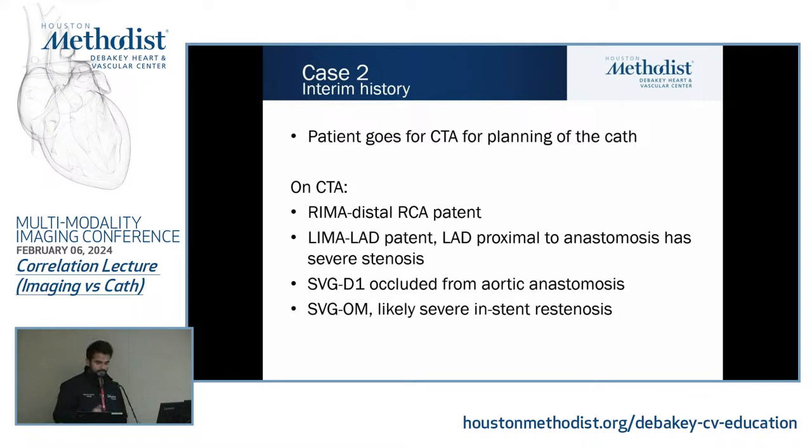But again, quickly, on the CTA, the RIMA to distal RCA was patent. LIMA to LAD was patent with proximal LAD disease, and the anastomosis was also patent. SVG to D1 was occluded, and SVG to OM now actually had likely severe in-stent restenosis. And then knowing this, I think the interventionalist planned to just go in and see if they can fix the SVG to OM.